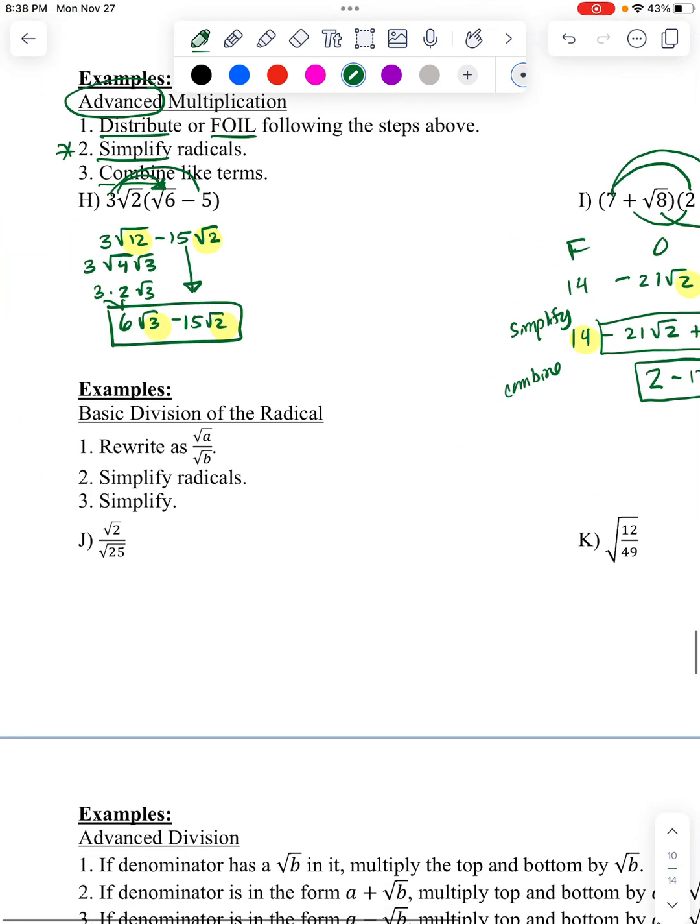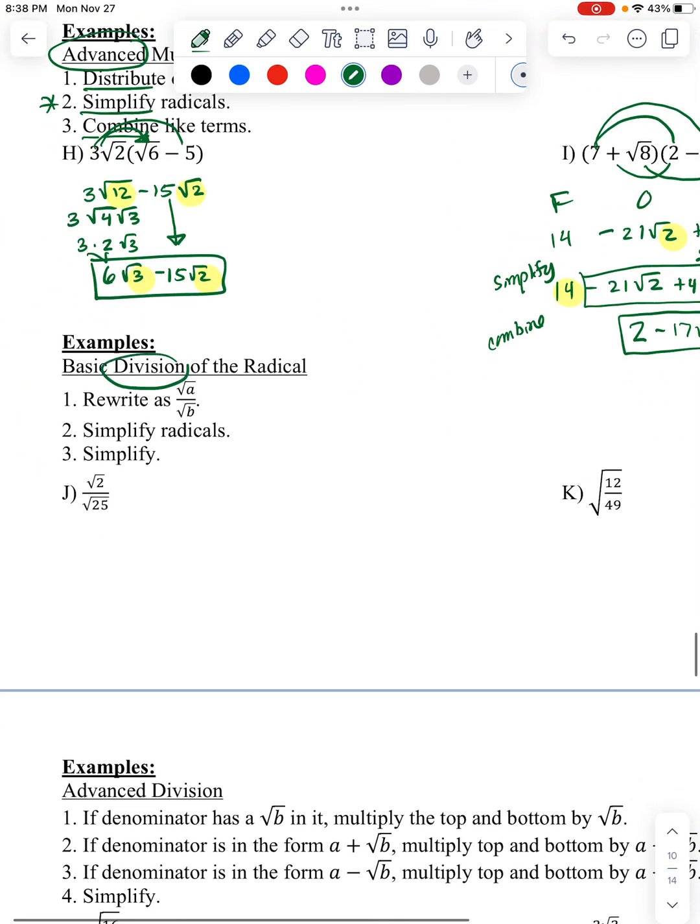Okay, so now division isn't really division so much.